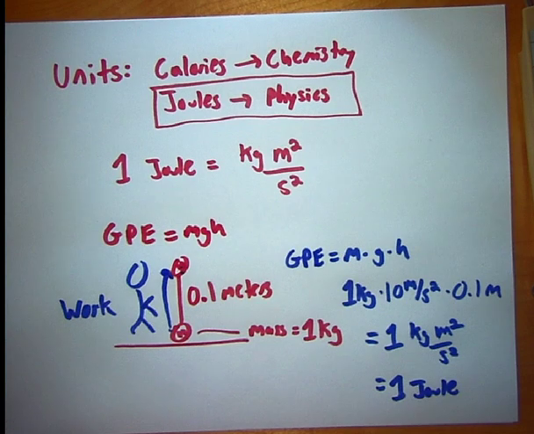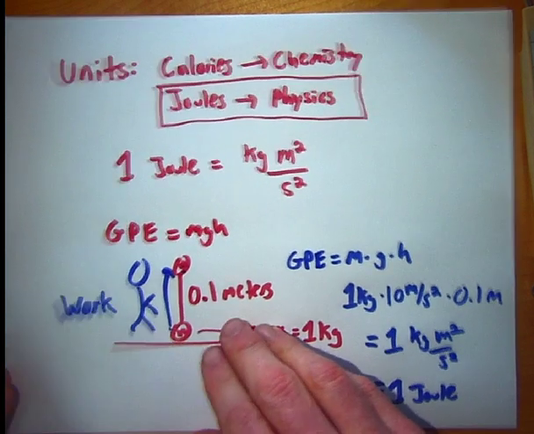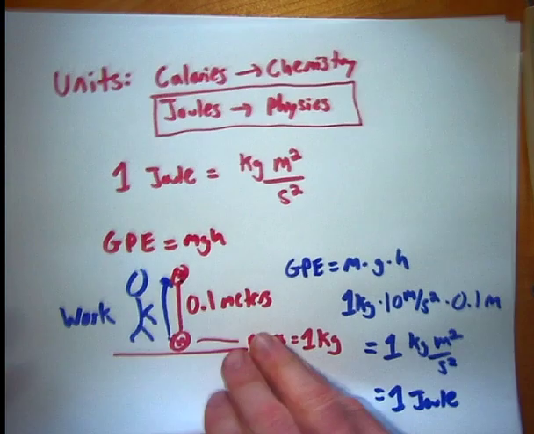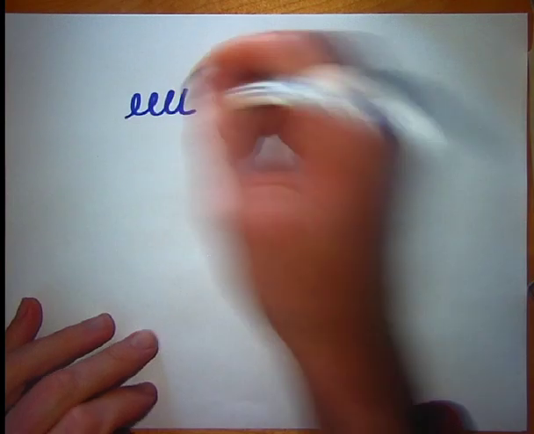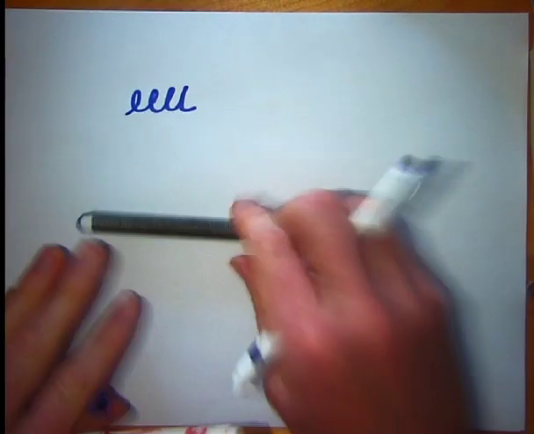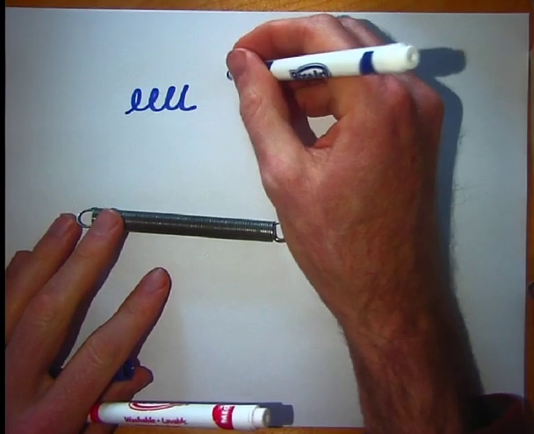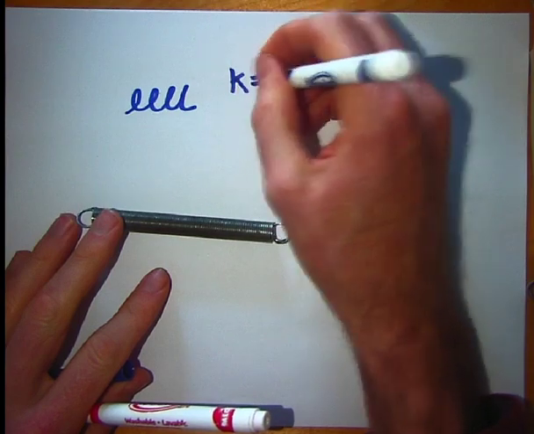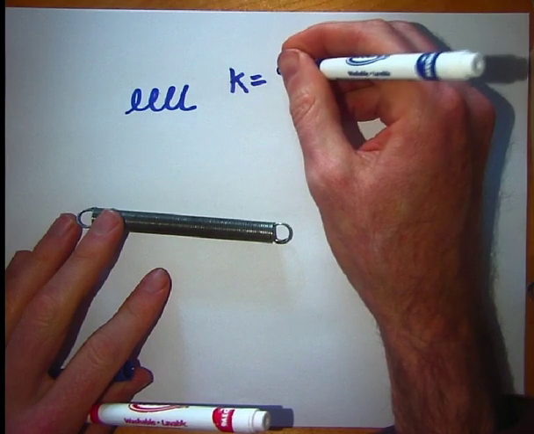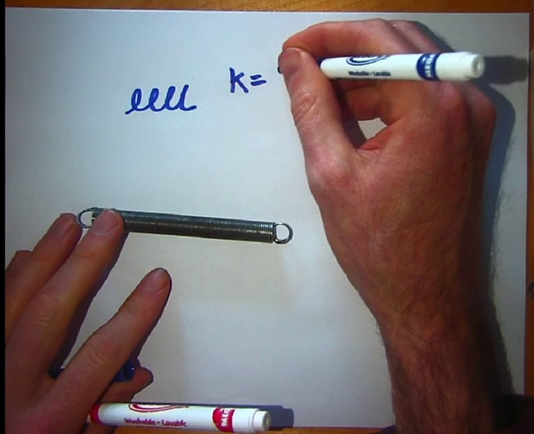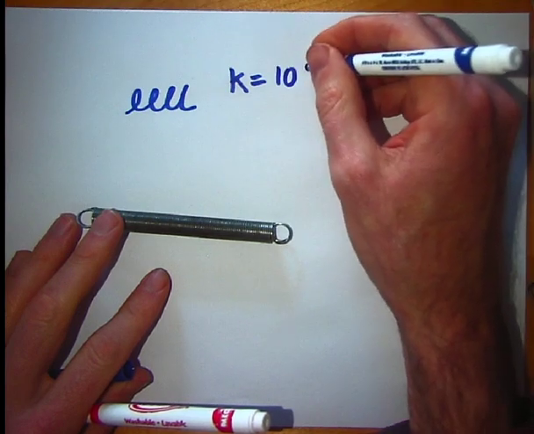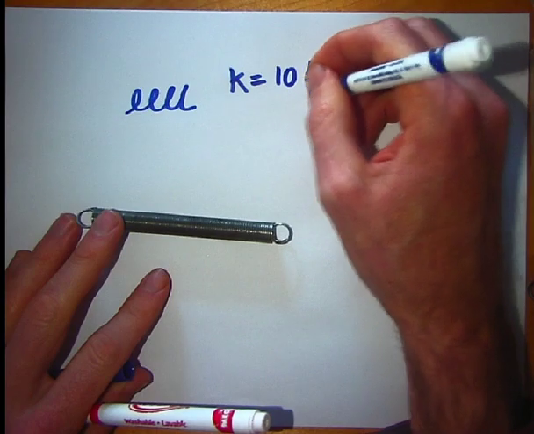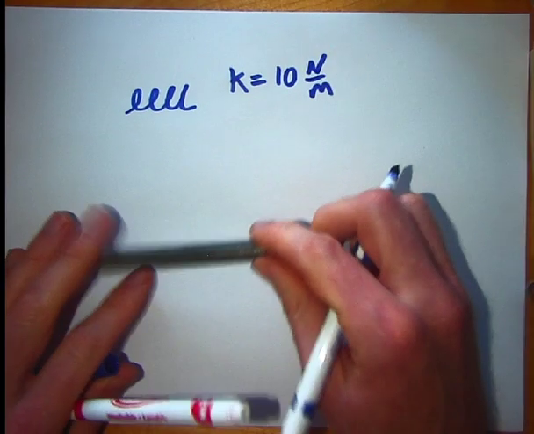Okay, let's do a spring problem just for fun. So let's say that we have a spring right here. It could be either of these springs. And I'm just going to tell you what the K value is for this spring right here. The K value for this spring is, let's call it 10. And the units for K values are newtons per meter. That's how we evaluate the K value.